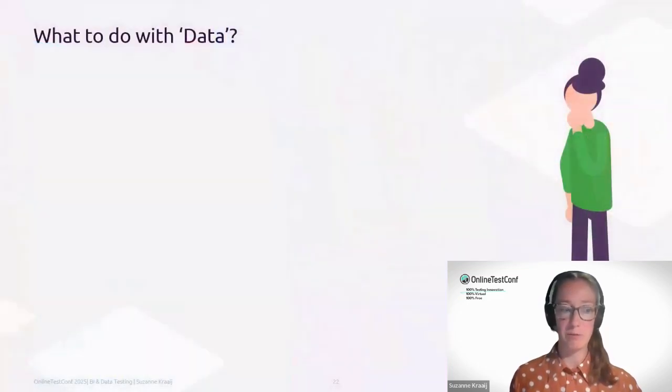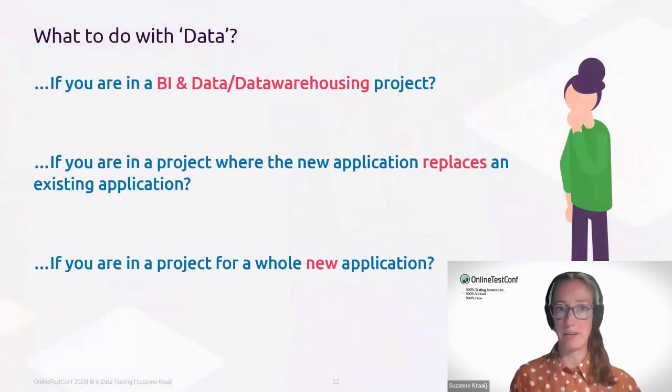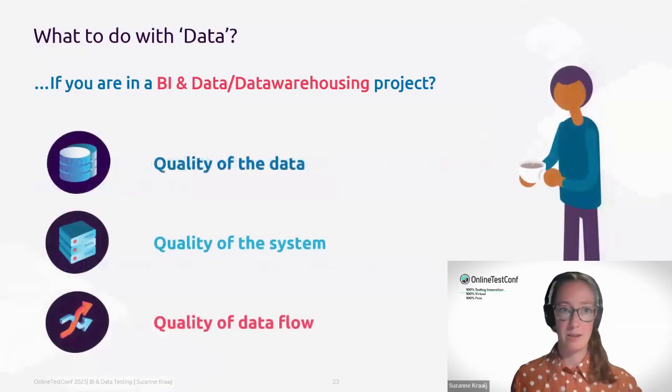And it depends on the type of project that you're in. So you can be in an actual BI and data or data warehousing project, but you can also be in a functional testing project where you're testing a new application that replaces an existing one. Or you can be testing a whole new application. And these three have different approaches, but all three use data. Now, if you're in a BI and data warehousing project, of course, data and data quality are going to be your main focus. And you can look at that from three layers.